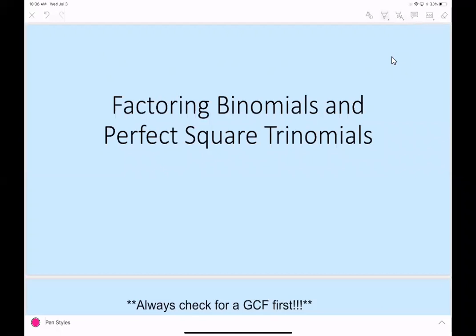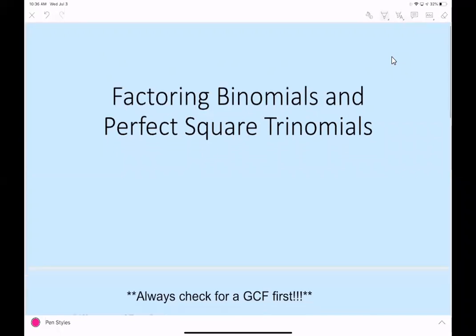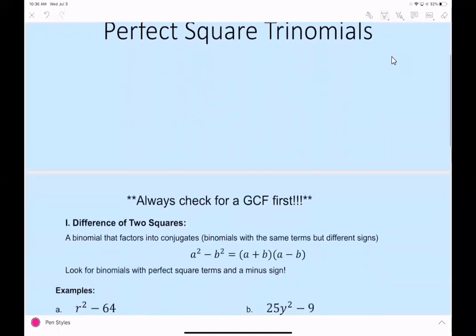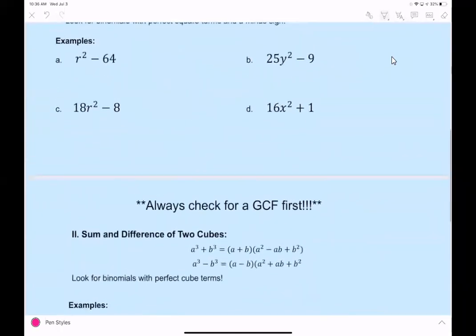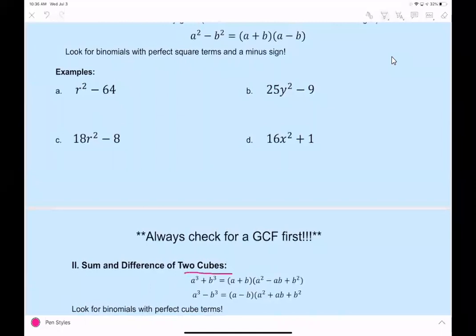In this mini lesson, we are going to factor binomials and what are called perfect square trinomials. So in order to factor binomials, there are two things we're going to look for. We're either going to have what's called a difference of two squares, which is a binomial that we want to break down, or two cubes.